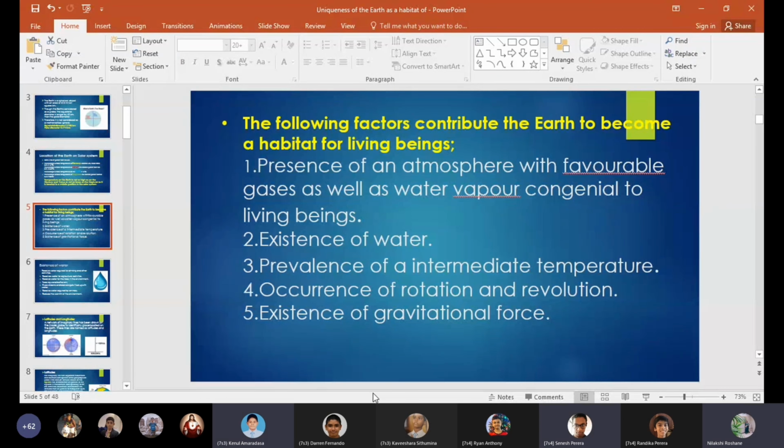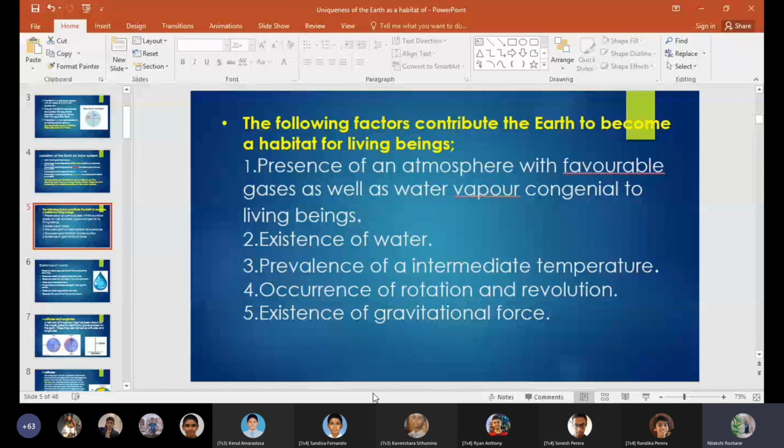Because otherwise we will float into space. We stay steady on the ground. And also we learned in unit 1 that due to this gravitational force, the moon orbits around the earth. Why? Because the gravitational force of the earth is stronger than the moon.